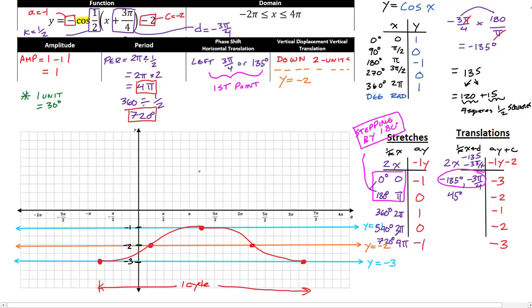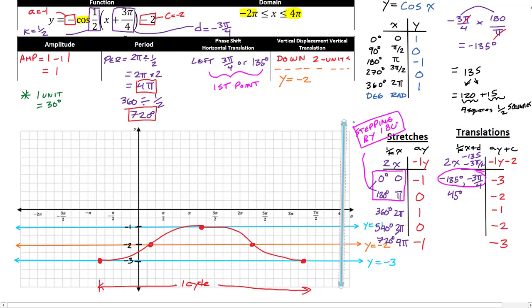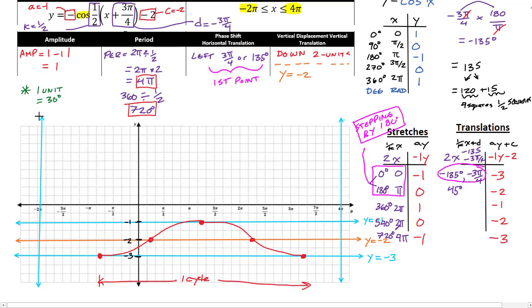All right, so now, what does it say for the domain? What does it want us to draw? It says the domain, draw this thing between negative 2 pi and positive 4 pi. All right, so I'm just going to draw in a vertical line at 4 pi, just so I do a neat job here. And let's draw another one in at negative 2 pi. So always check the domain. Each question I give you a different domain and range to draw it between. All right, there we go.